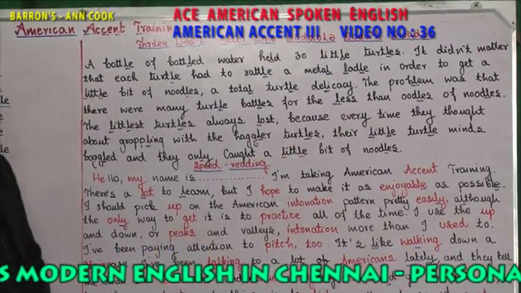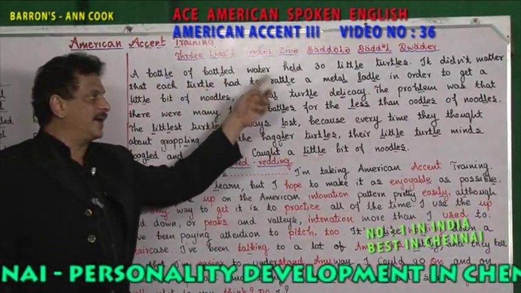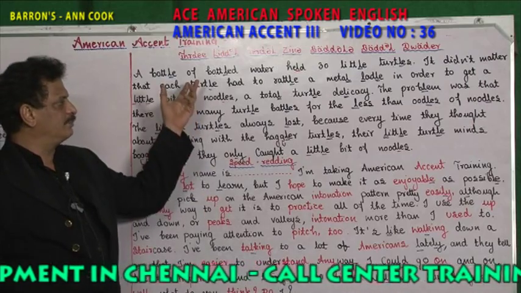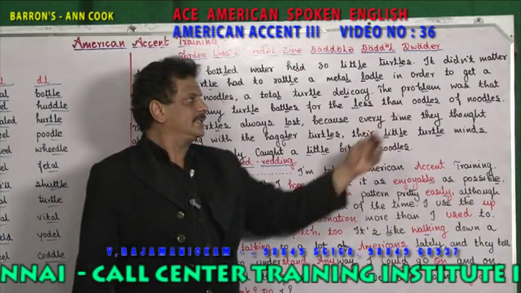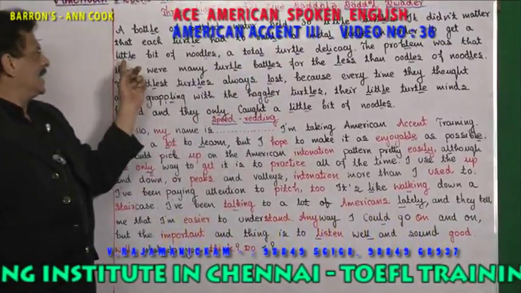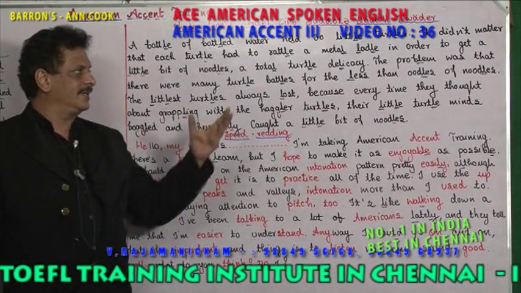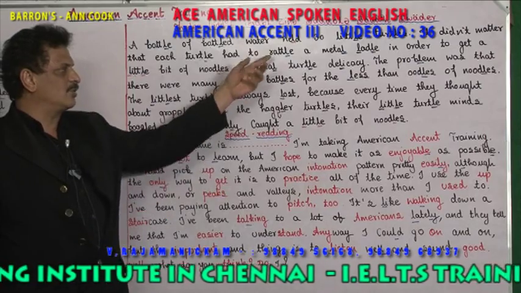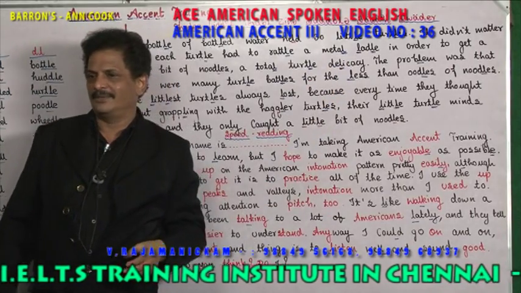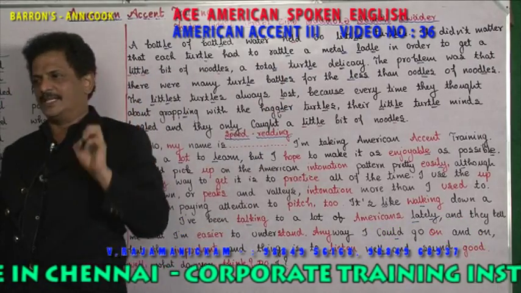Now you read this: A bottle of bottled water held 30 little turtles. You know what it means, turtles? 30 little turtles were there in a bottled water. It didn't matter that each turtle had to rattle a metal ladle in order to get a little bit of noodles. Rattle means make a sound. A metal ladle, you know, is like a bigger spoon.